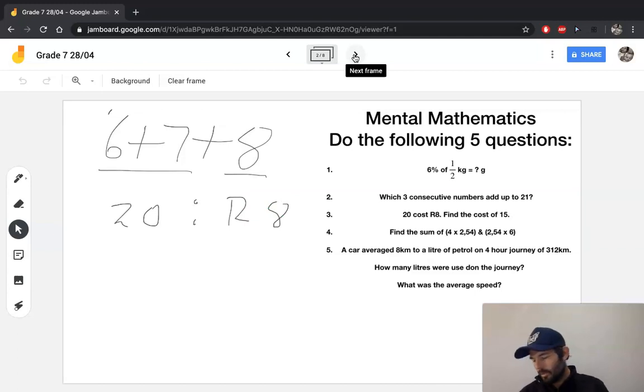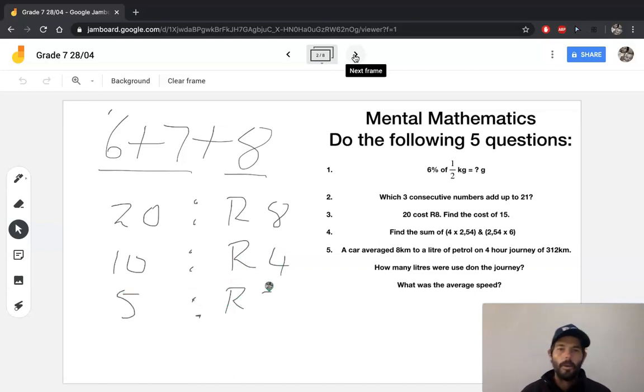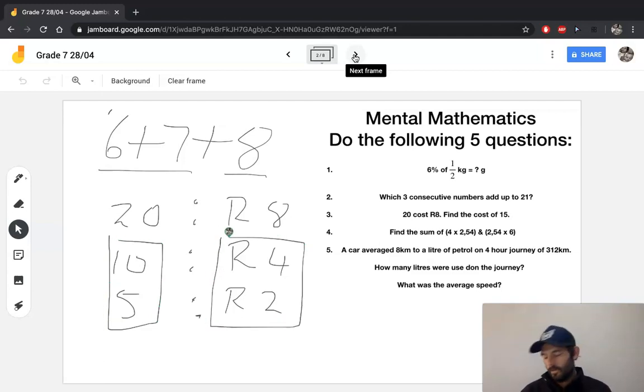So the first thing I'm going to do is work out the cost of 10. So that's halved. So the 8 rand must be halved. All right. Then I'll go look at the cost of 5. And again, all I need to do is halve it. Okay. And then I can work out the cost of 15 because I know the cost of 10 and I know the cost of 5. So 4 rand and 2 rand must be equal to 6 rand.